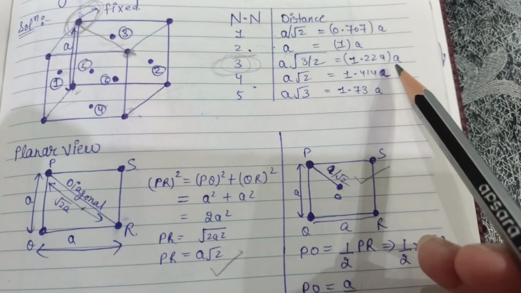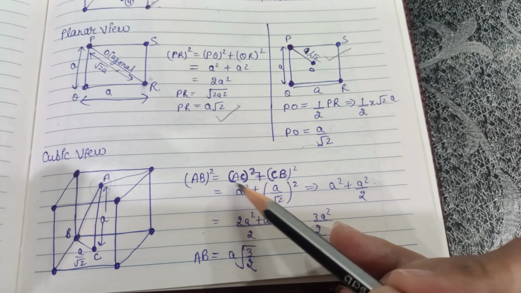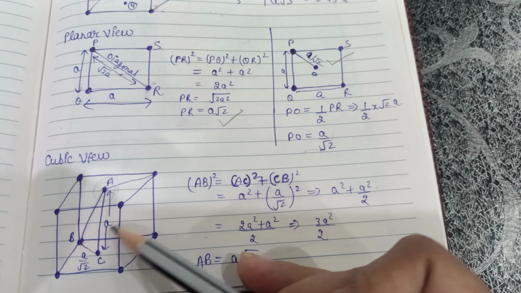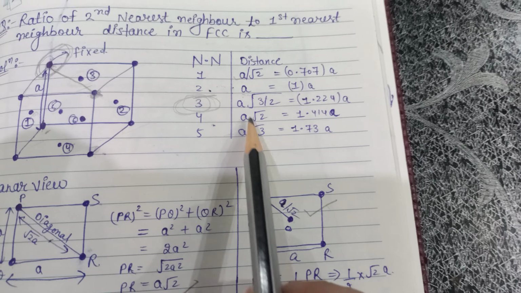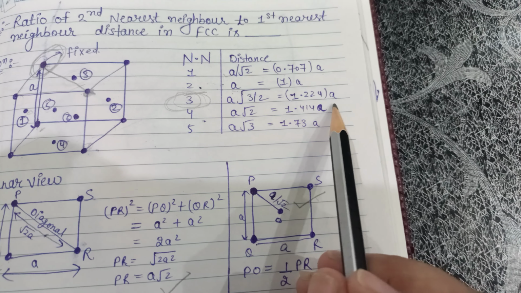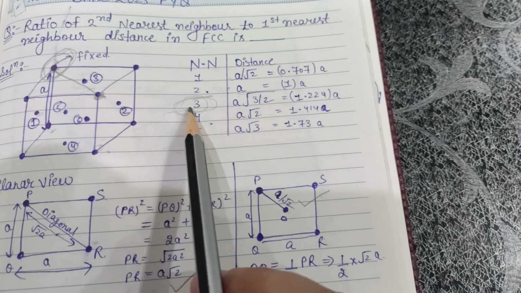Now to calculate the distance AB, we can use the PGT again. AB whole square is equal to AC squared plus BC squared. We can see this AC length is equal to the edge length, which is A, and the distance from B to C is half of the diagonal. So we can easily calculate the distance AB by the PGT. Just substitute the values here and we will get the distance A into root 3 by 2. The numerical value of A root 3 by 2 is 1.224A. So that is the third nearest neighbor atom.